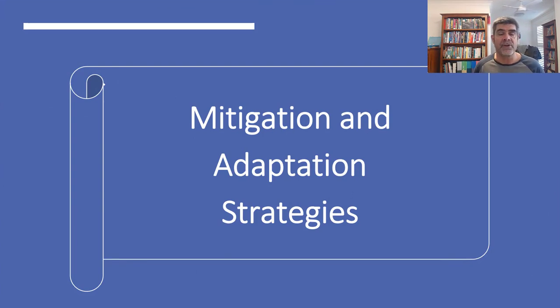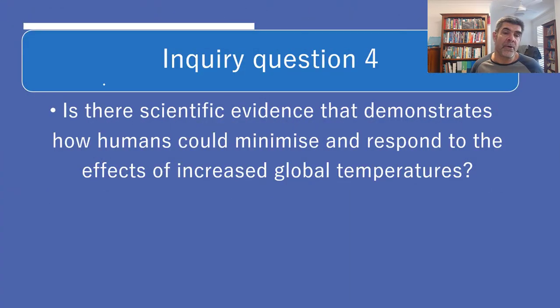So what we want to try and do here is to see if we can take all of the data that we've been bringing together from all the different areas, both historical data, paleo data, as well as some of the things that are going on presently, some of the measurements and instrumental records that we have currently, and how we apply them into what might be the case in the future, certainly if things don't change and potentially if things do. So this final question is really motivated by whether or not there is scientific evidence that demonstrates how humans could minimize and respond to the effects of increased global temperatures.